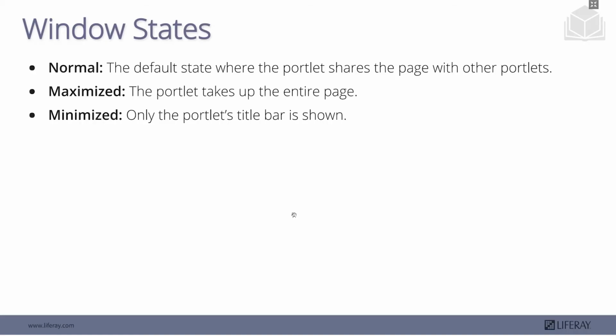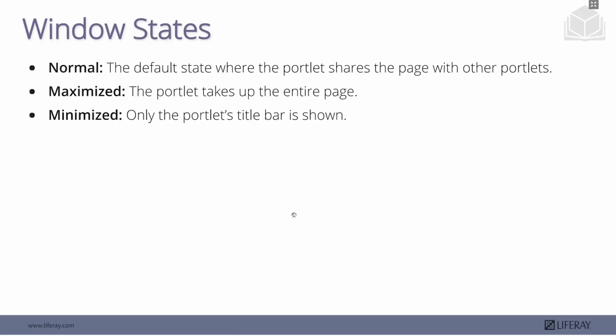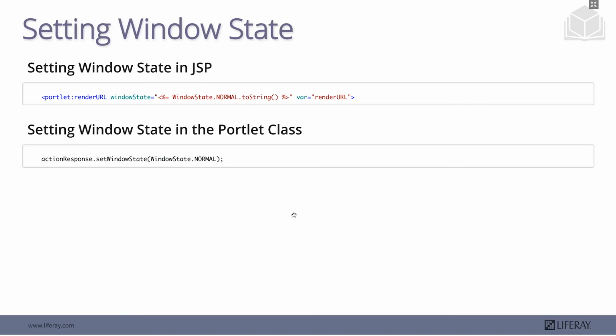So we can have maximized, and this typically makes the portlet take up the whole page. So the whole page is just going to be the portlet when it's maximized. Minimized is going to collapse the portlet so that it's just a title bar, nothing more. It's not actually going to display anything, but just that title bar across the screen, or in its little section, I should say. And just like with our portlet modes, window states can be invoked or set on the JSP side, as well as the Java side, our portlet class.